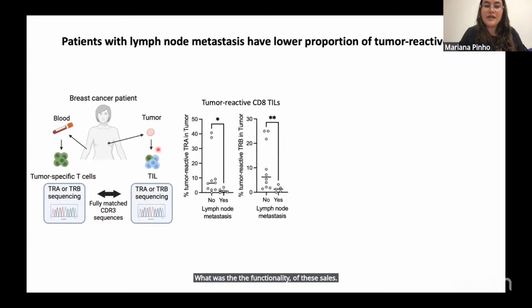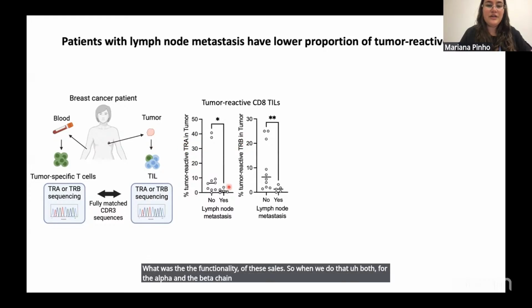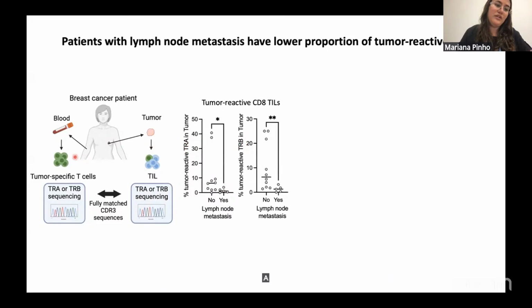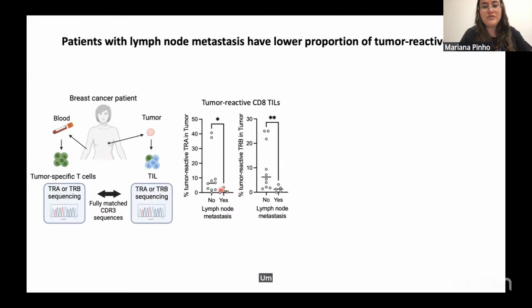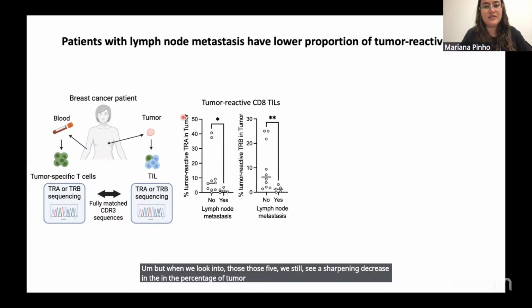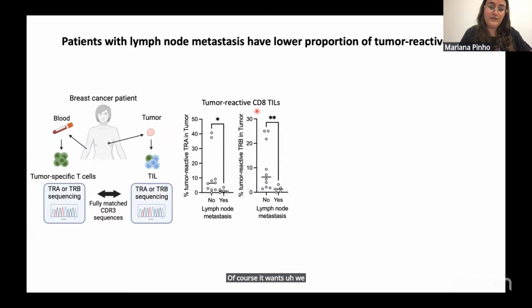So when we do that, both for the alpha and the beta chain, we do see a difference. So this is only the patients, of course, that have a tumor-specific response in the blood, which is only 5. But when we look into those 5, we still see a sharp decrease in the percentage of tumor-reactive cells inside the tumor. Of course, we want to see if that is specific for the tumor-reactive cells and not anything else.